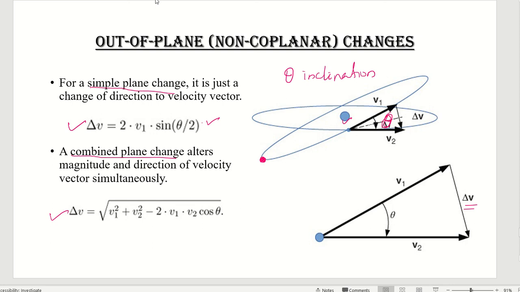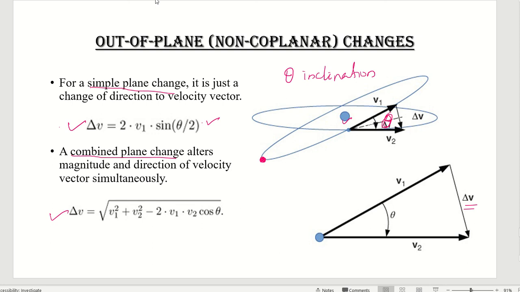If only our inclination is changing, you can use this formula: delta V is equal to 2 V1 sin(theta/2). If we are changing the inclination between two non-similar orbits, that is circular to elliptical orbit, what will the velocity do?